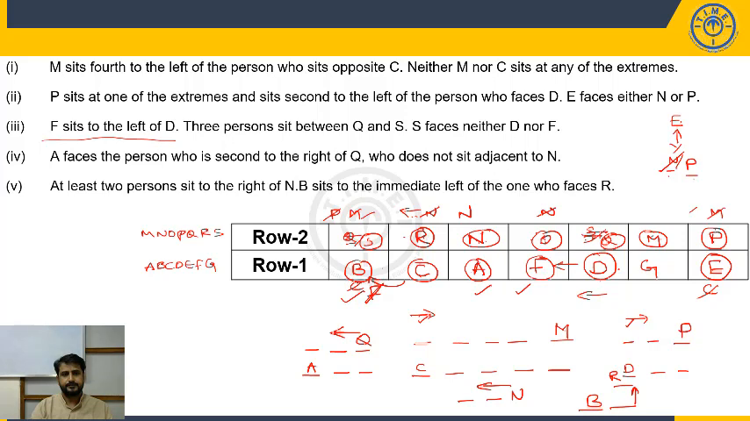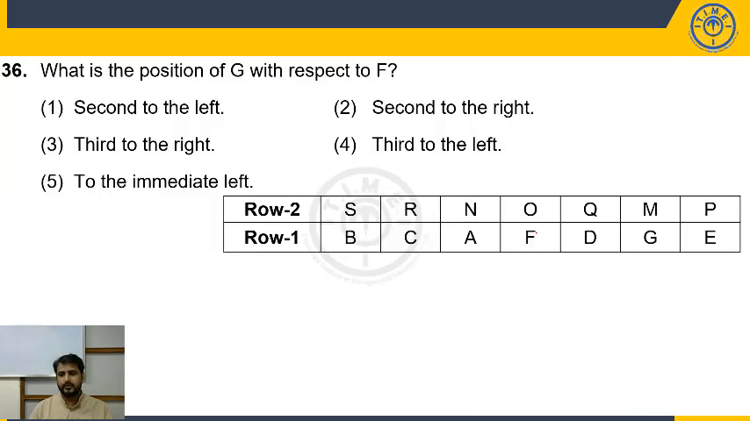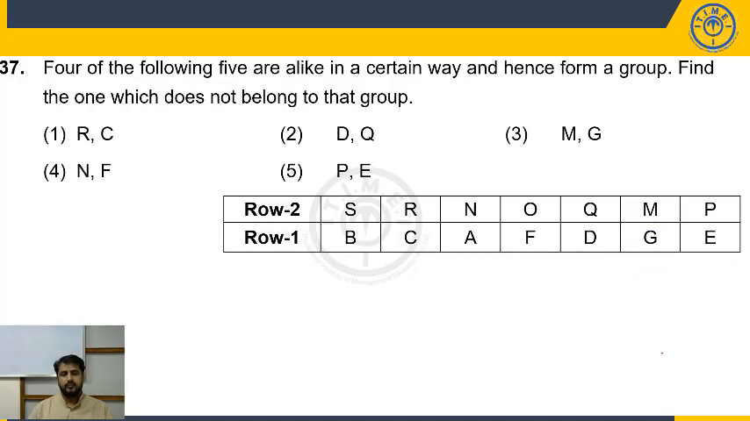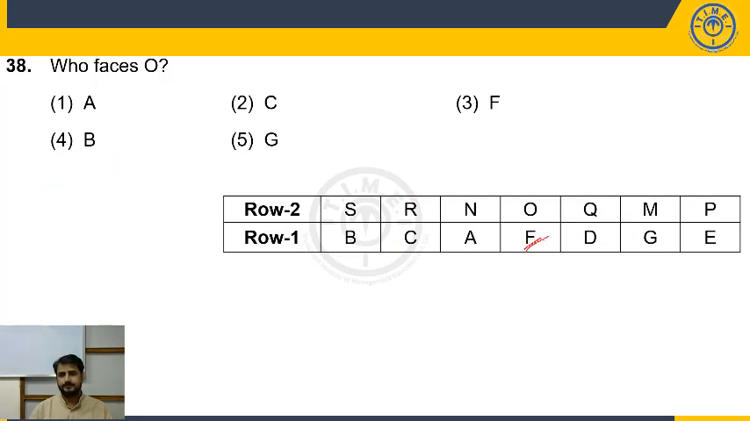Let's answer the questions. What is the position of G with respect to F? G position with respect to F. First right, second right. Choice 2. Four of the following five are alike in a certain way and hence form a group. Odd one out. RC opposite each other. DQ opposite each other. MG opposite each other. NF no. PE opposite each other. Except the pair NF, remaining all are sitting in opposite positions. Choice 4. Who faces O? F. Choice 3.